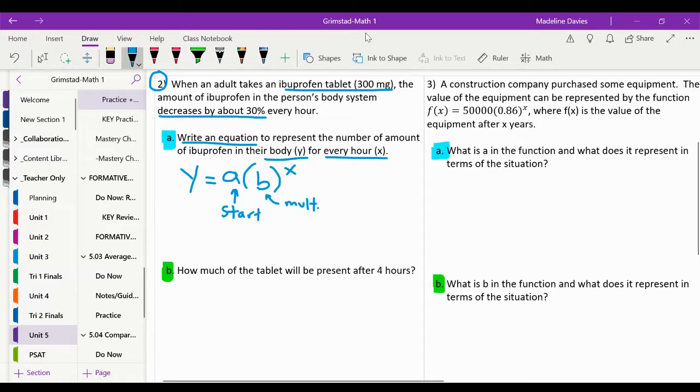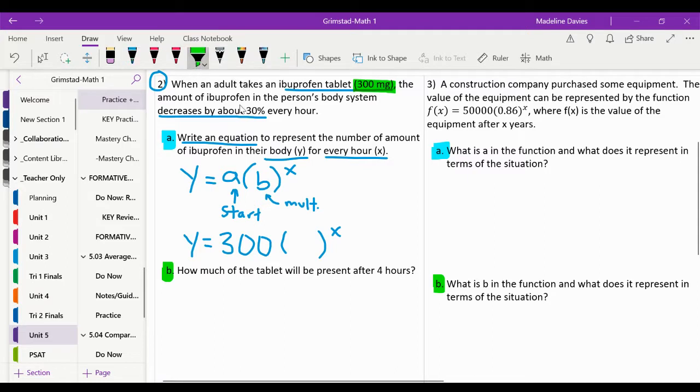Okay, so hopefully you paused. And the starting value is actually this 300 milligrams because that's our starting value of ibuprofen. That's how much ibuprofen is in our system. So now I can put that in. We have y equals 300 times b to the power of x. Now I got to figure out what my b is. So pause the video. What do you think my multiplier is?